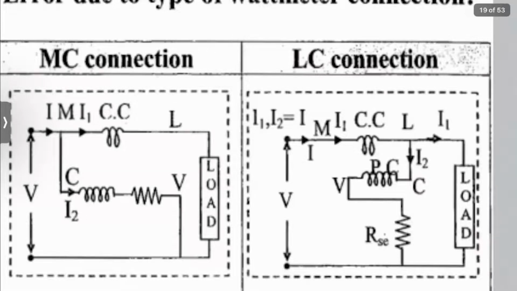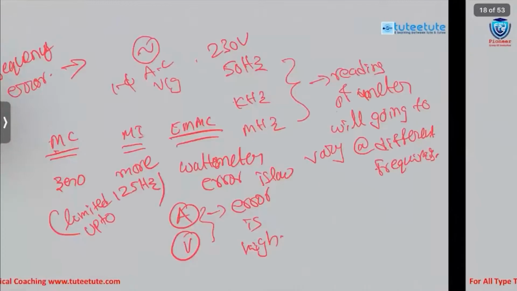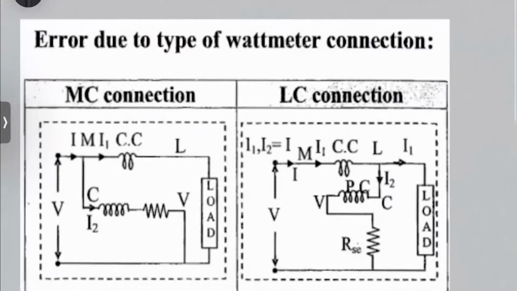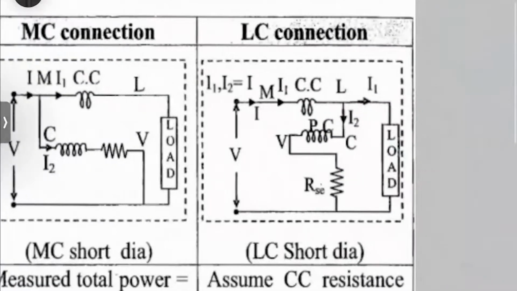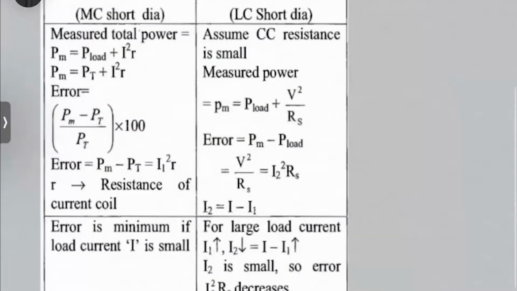We discussed about MLC terminals. M means mains, C is common, L means load, V means voltage. Based on where you connect this pressure coil, the connection is named MC connection or LC connection. You can observe the difference in how the pressure coil is connected from figure 1 to figure 2. So there are two possibilities for connecting a wattmeter for measuring the power. In both cases, error is there.